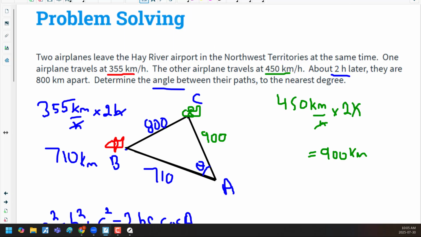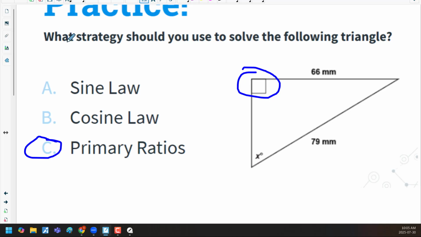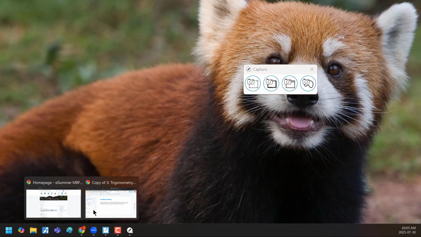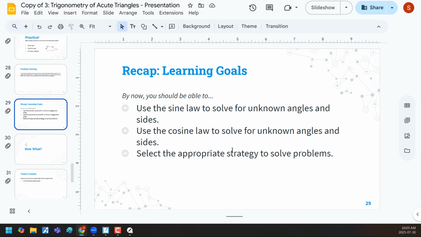Okay. And then I think we're done. So recap, use the sine law, use the cosine law.